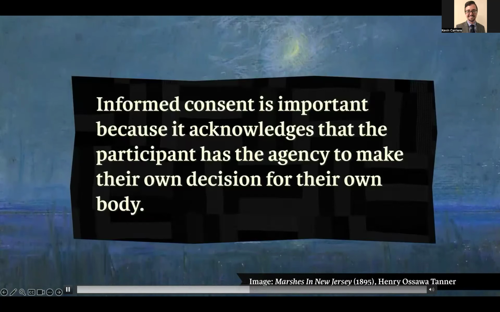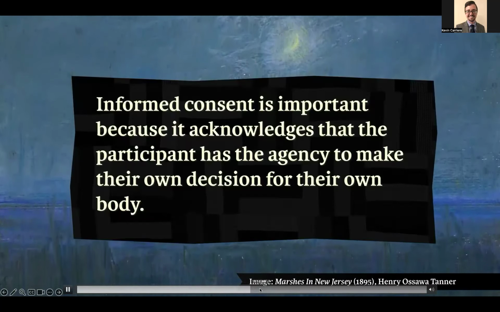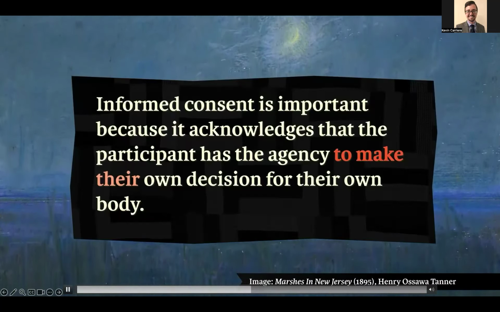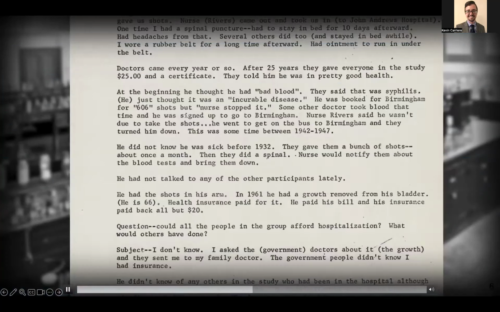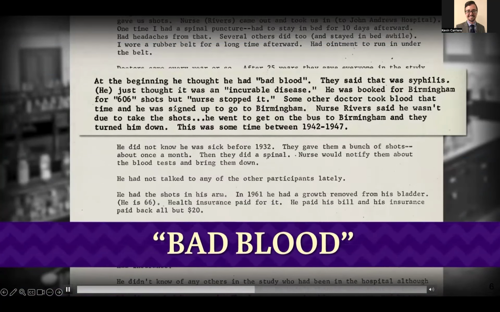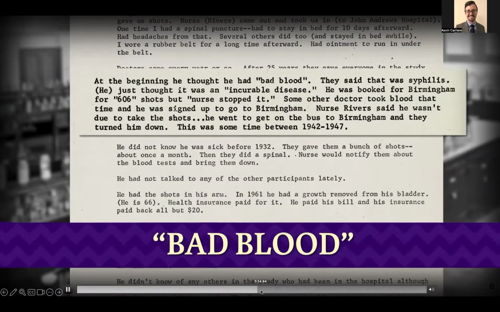Informed consent is important because it acknowledges that the participant has the agency to make their own decision for their own body. What the men were told was that they were receiving treatment for something called bad blood, a local term used to describe a number of different illnesses that resembled anemia and fatigue.